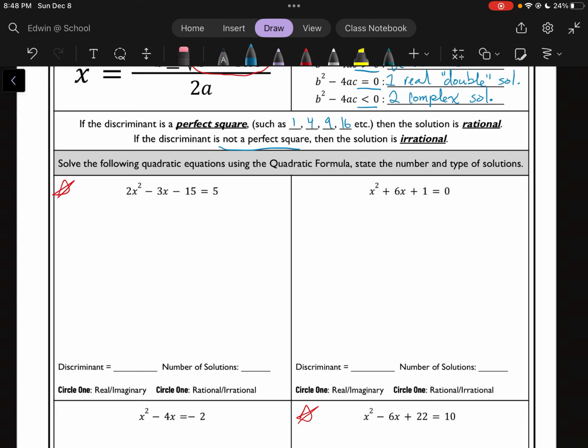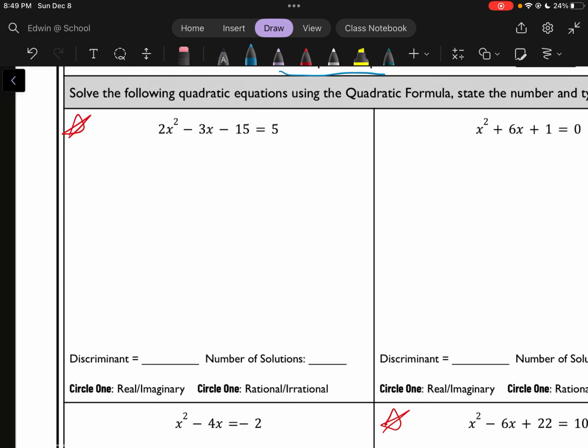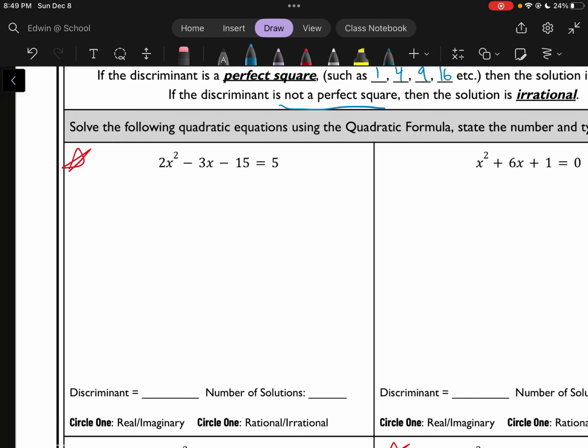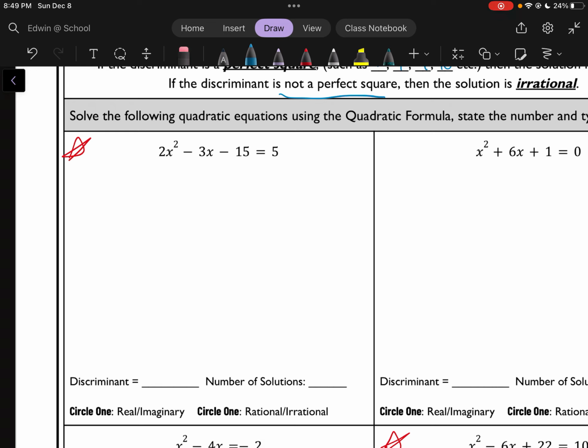So it's saying solve the quadratic equations using the quadratic formula, state the number and type of solutions. So it's going to help us to find the discriminant so that we can get some information on the types of solutions. But before we do that, we have to make sure that our equation is in standard form, meaning all the terms on one side. I see that 5 over there is just hanging out by himself, so let me just move that over here. So once I do that, we get left with 2x squared minus 3x minus 20. All of that equals 0, because the 5's cancel out.